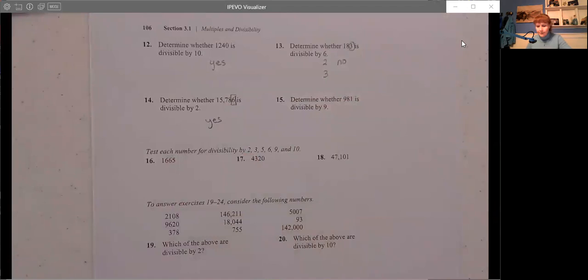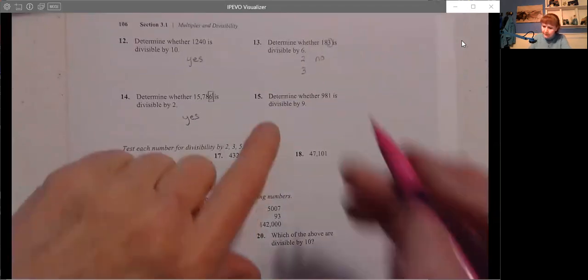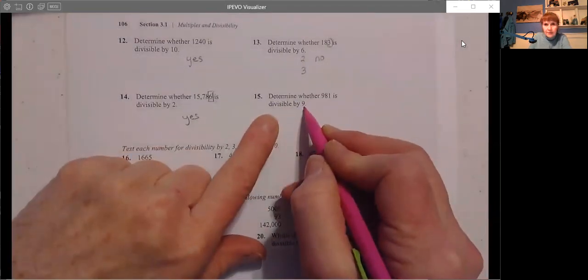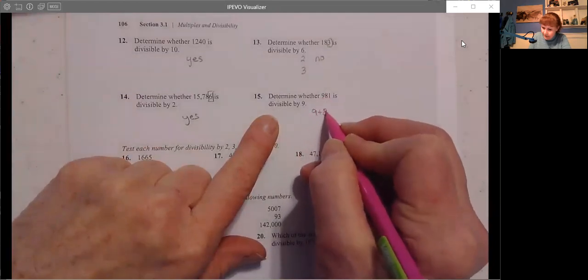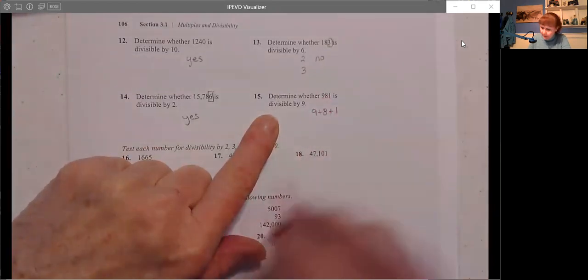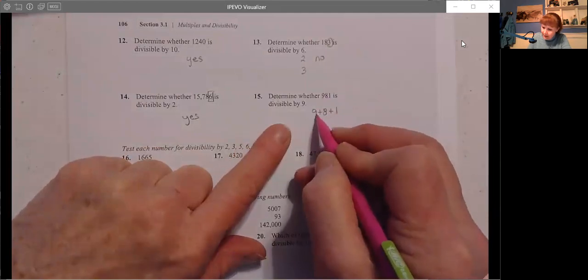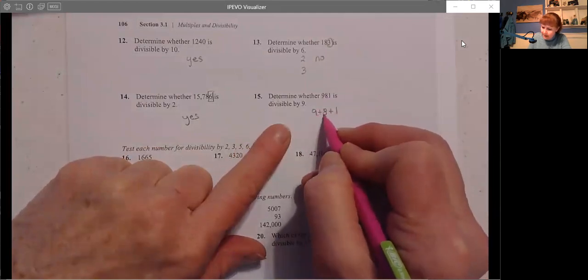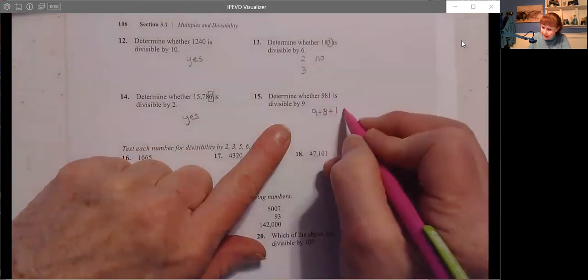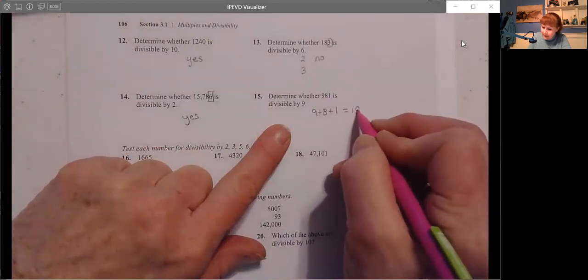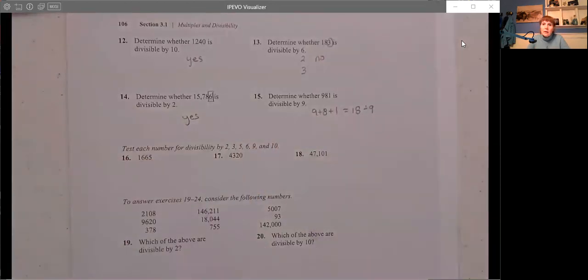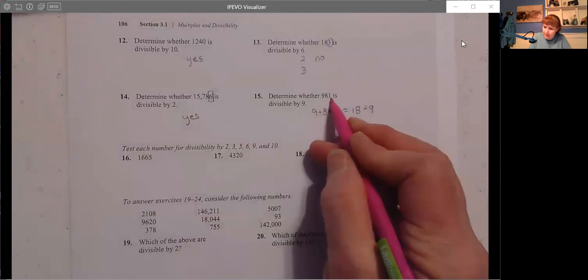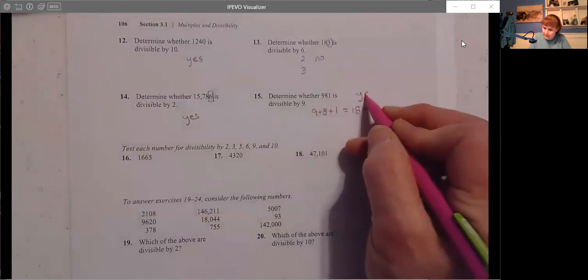All right, let's look at number 15. Is this number divisible by 9? Well, we're going to add up the digits, and we're going to see. So here you get 17 plus 1 is 18. Is 18 divisible by 9? Yes, it is. So that means this number is divisible by 9.